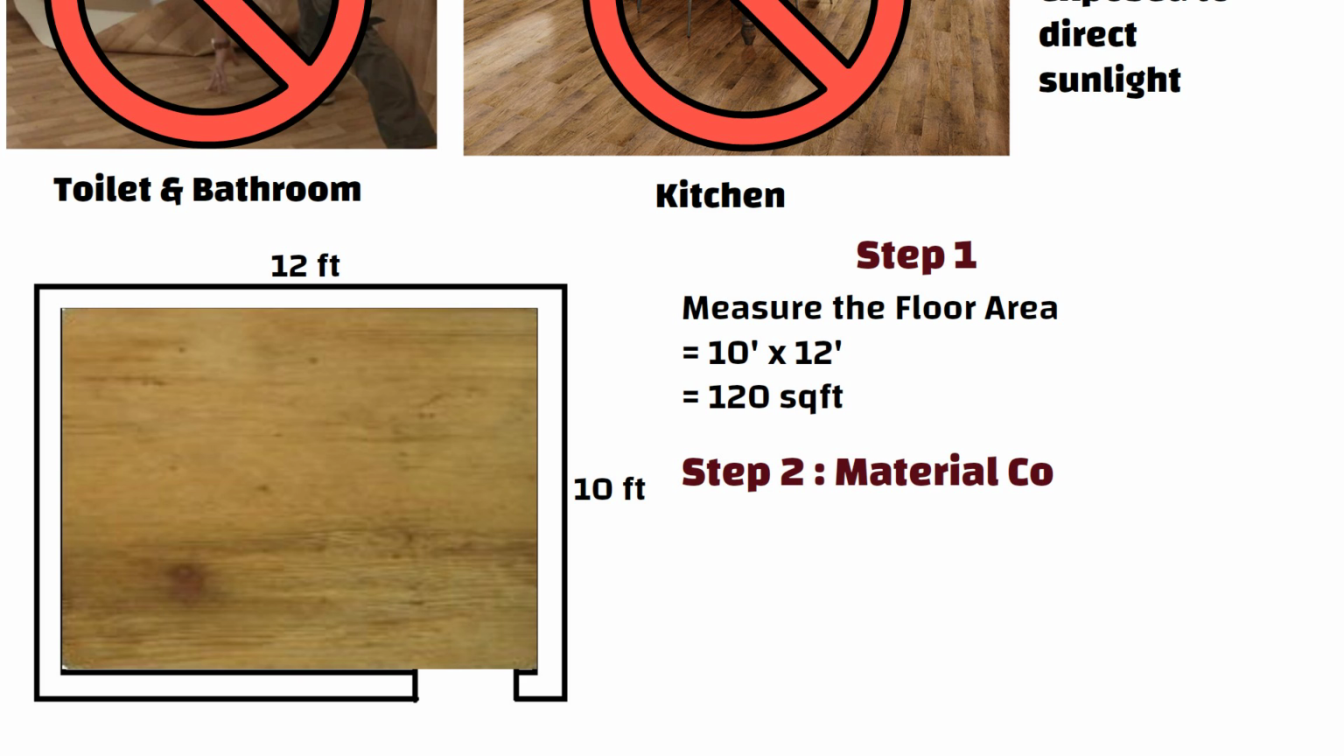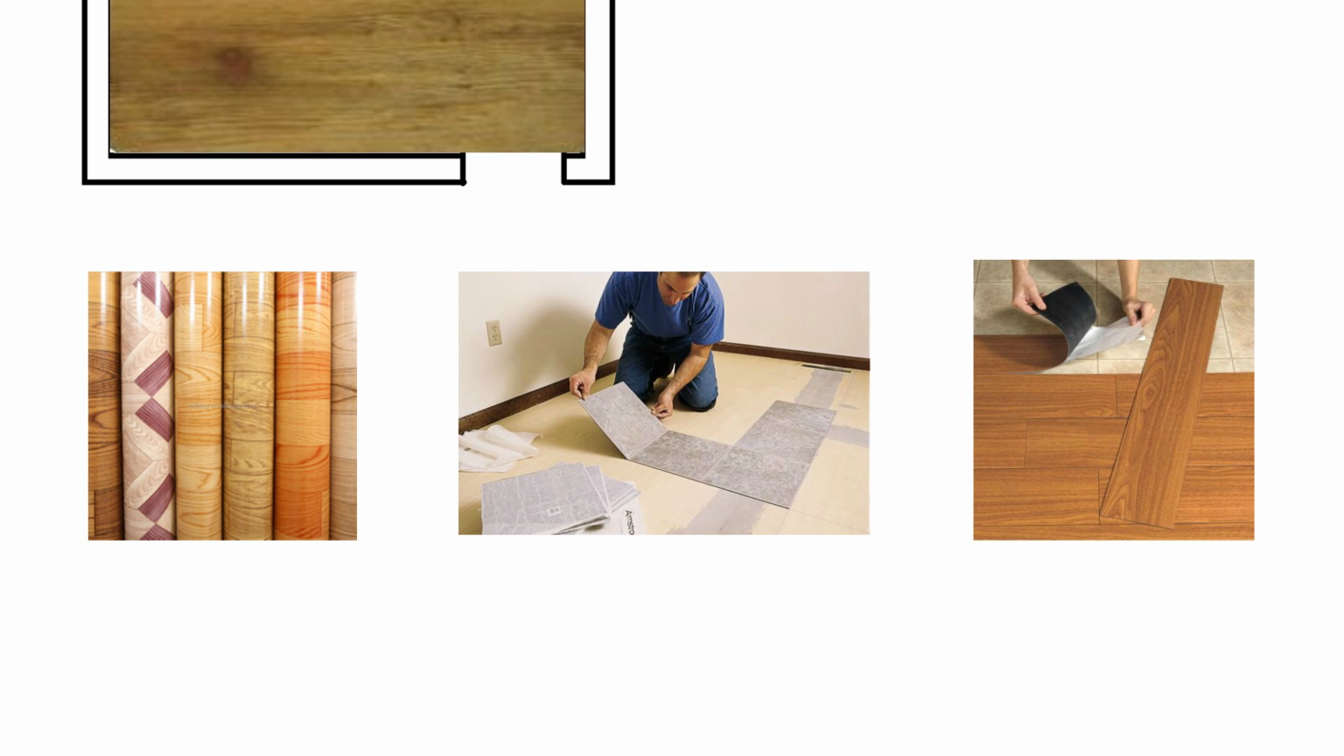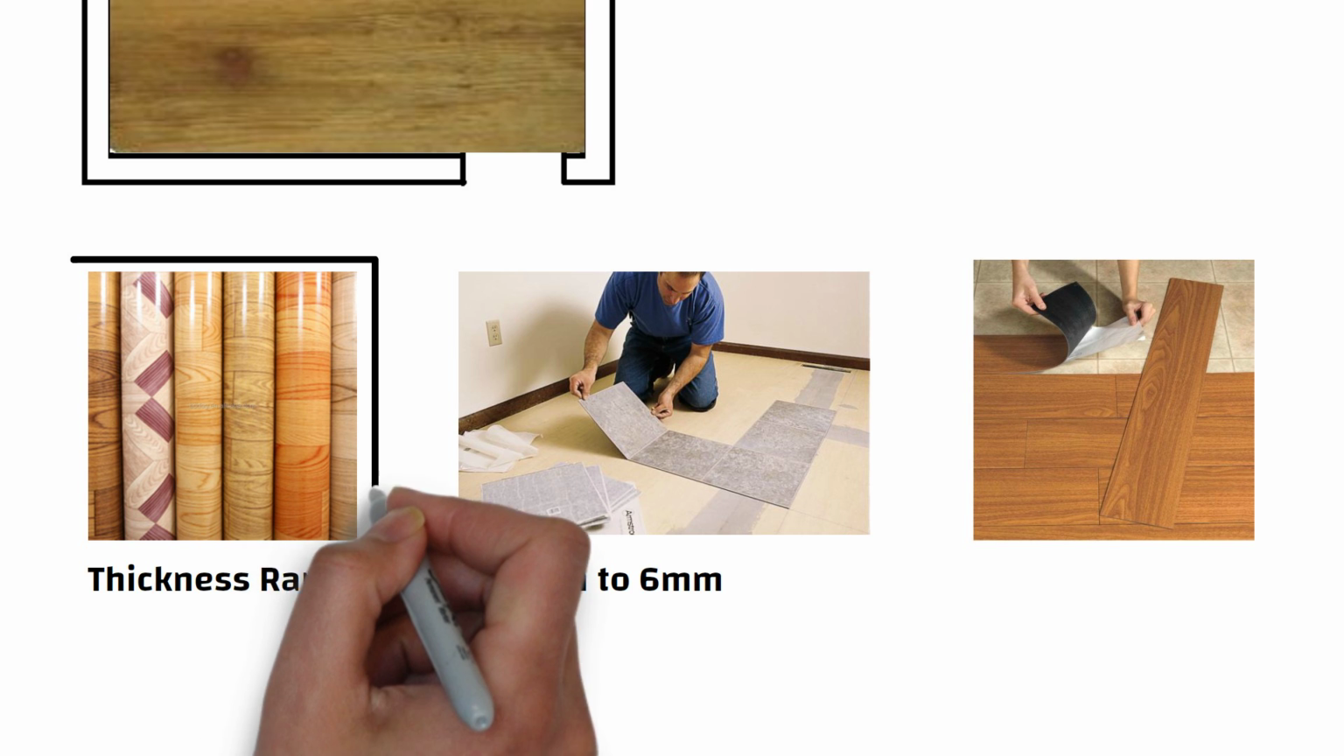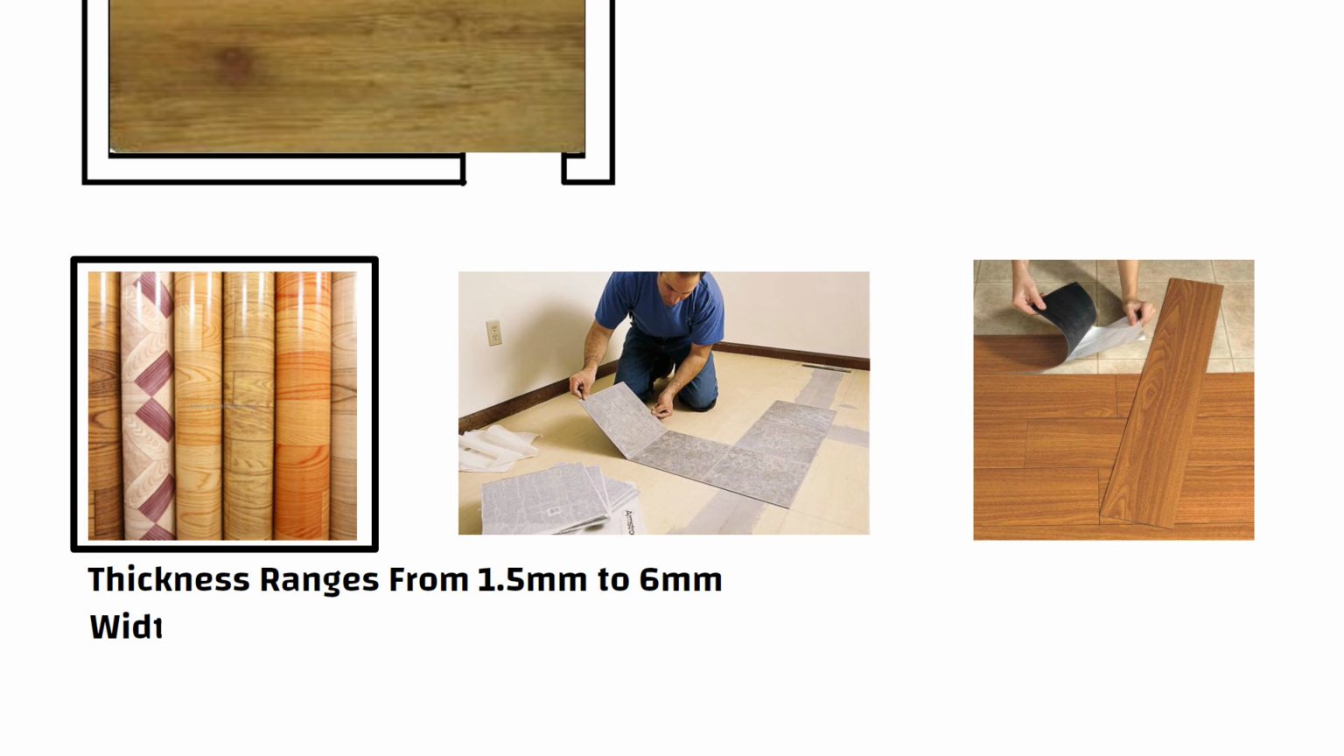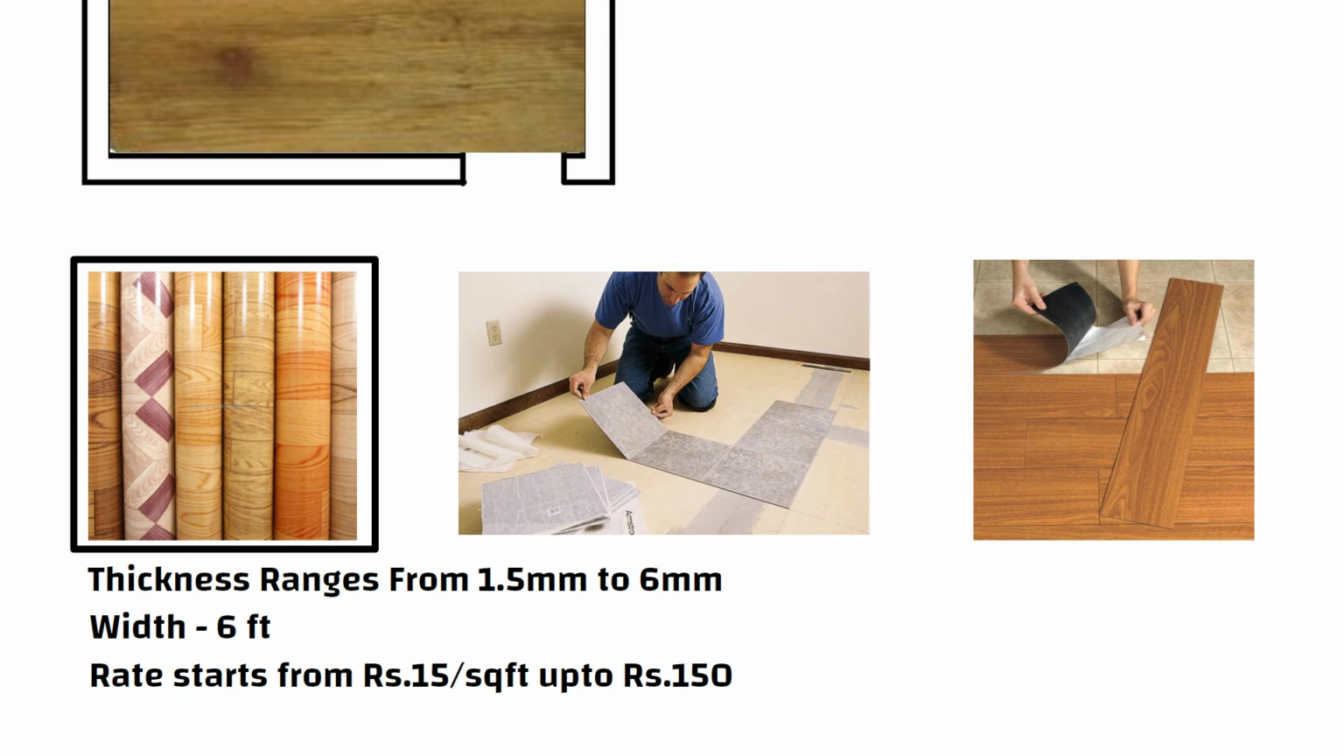Step 2. Material cost. PVC flooring is available in sheet, tile and plank forms. PVC flooring thickness ranges from 1.5 mm to 6 mm. We will consider PVC flooring in the form of flexible sheet rolls with a width of 6 feet. Its rate starts from 15 rupees per square feet and it can go up to 150 rupees per square feet. Consider the rate of 20 rupees per square feet for our calculation.